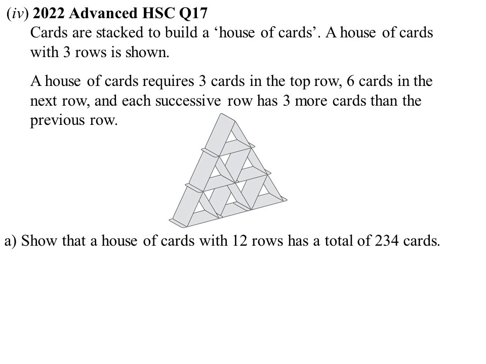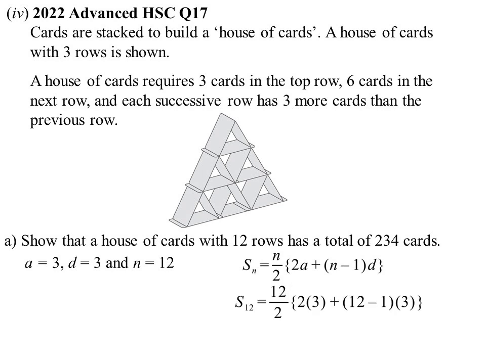We had to show that a house of cards with 12 rows would have 234 cards altogether. So the first term, well, 1 house of cards had 3 cards. We're adding 3 cards on each time, so the difference is 3. Number of rows is 12. So there's our information. Sub it into our formula. So sum to 12 would equal this particular thing.